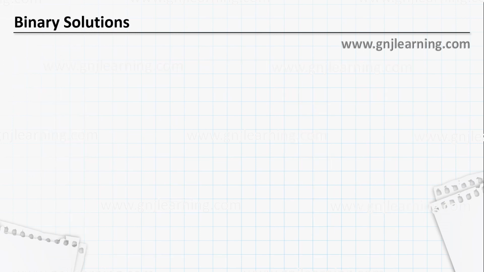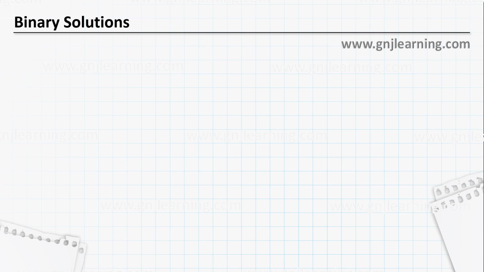Now, next topic is, what is a binary solution? Binary solutions. What are binary solutions? So in the previous slide, we were discussing the definition of solution. Solution is nothing but a homogeneous mixture having 2 or more components. Now here we are going to be more specific. We are dealing only with 2 components.